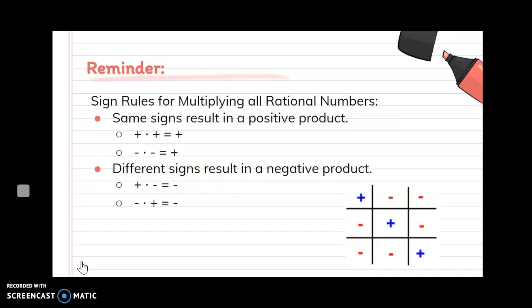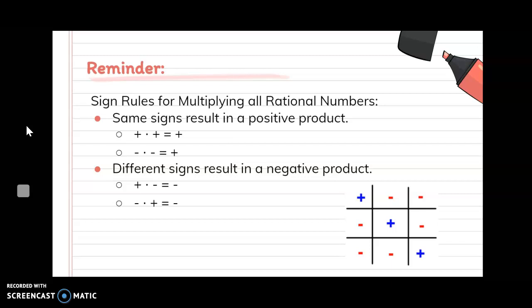Here's a quick reminder of our sign rules for multiplying rational numbers, including integers. Any time you multiply numbers that have the same sign in the factors, your product is a positive. So positive times positive equals positive. Negative times negative equals positive. Anytime you multiply numbers where the signs are different in the factors, then the product has a negative sign. Positive times negative equals negative, and negative times positive equals negative.